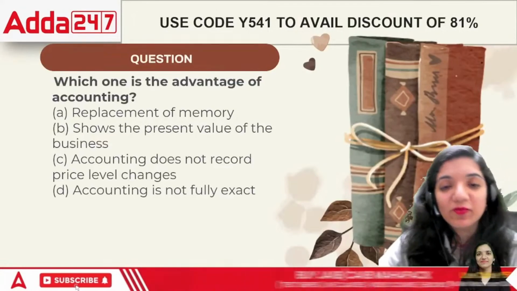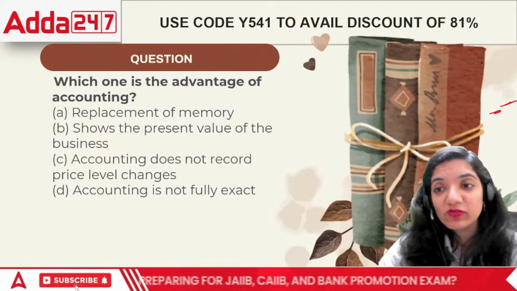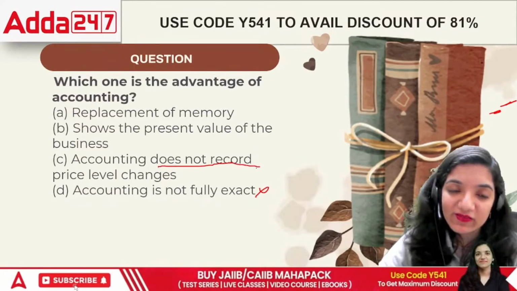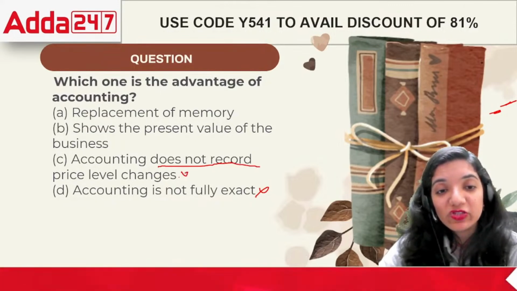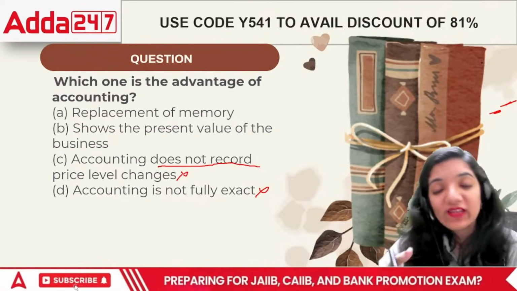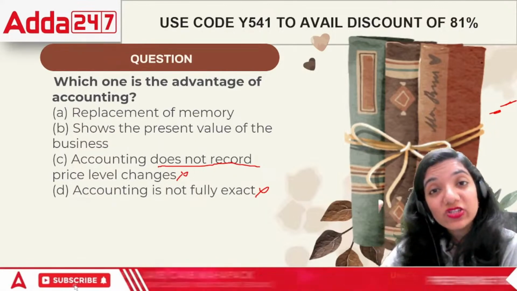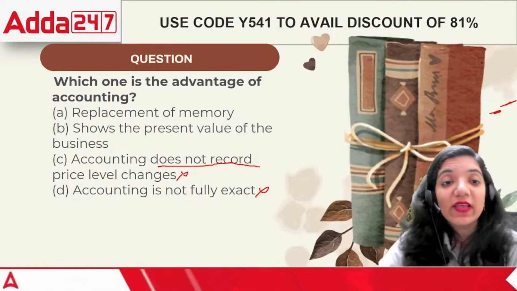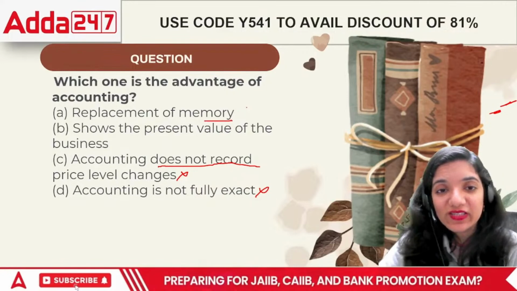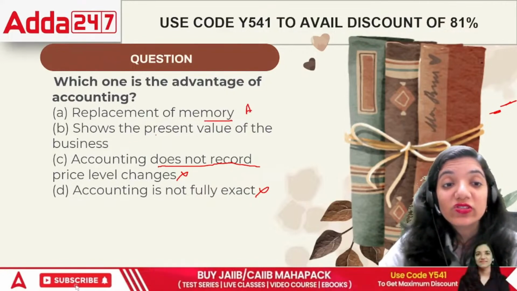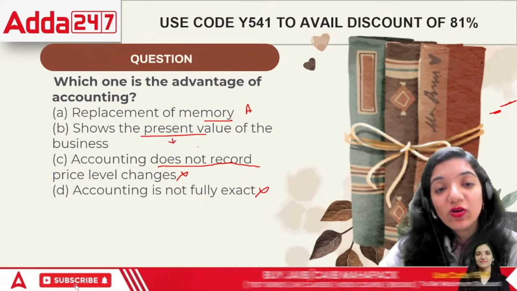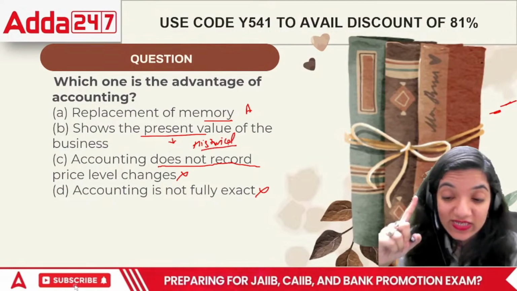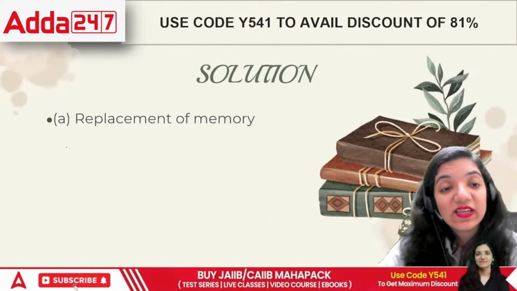The answer is visible, but let's move forward. Number one, accounting is never fully exact. Number two, accounting does not record the price level changes, because if it recorded all those price level changes, it would waste so much time on price level adjustment every single year that it would forget its working itself. Then it replaces the memory. This is basically an advantage, correct? And then shows the present value of the business. This is wrong. It shows the historical value, not the present value. So in this case the correct answer is it replaces the memory.